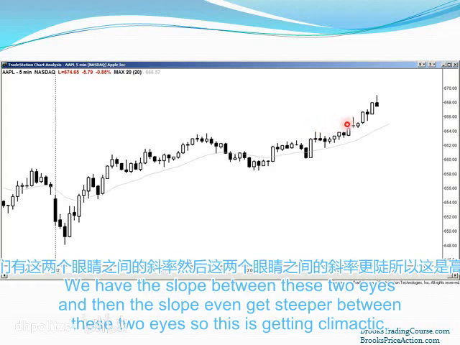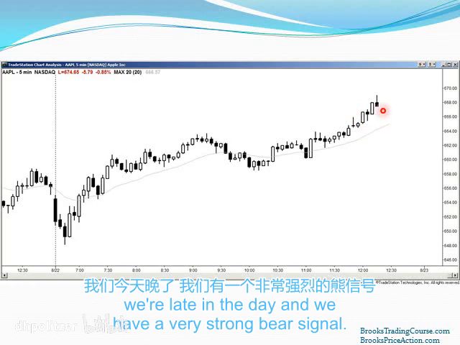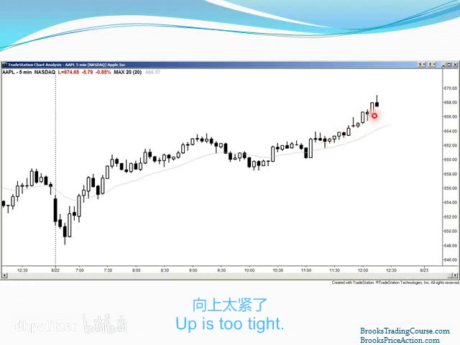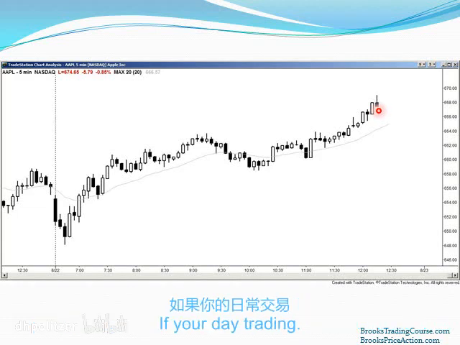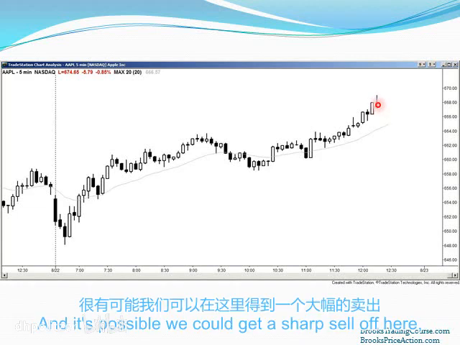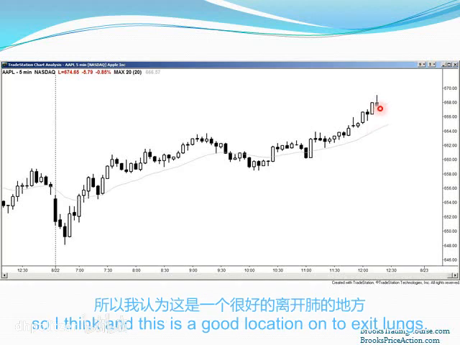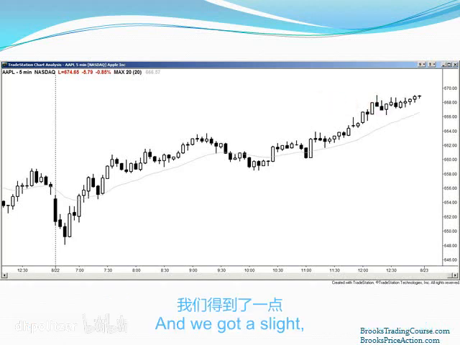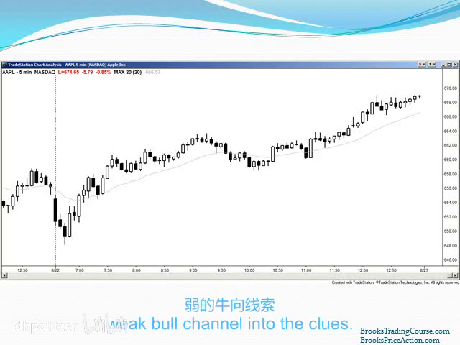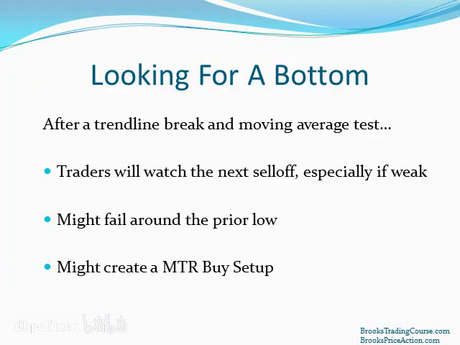We have the slope between these two highs, and then the slope even gets steeper between these two highs. So this is getting climactic. We're late in the day, and we have a very strong bear signal bar. The channel up is too tight, I think, to be looking for shorts, but it's strong enough, I think, to exit longs. You need to get out before the close of the day if you're day trading, and it's possible we could get a sharp sell-off here. So I think this is a good location to exit longs 1 tick below the low of that strong bear reversal bar. And we got a slight weak bull channel into the close.